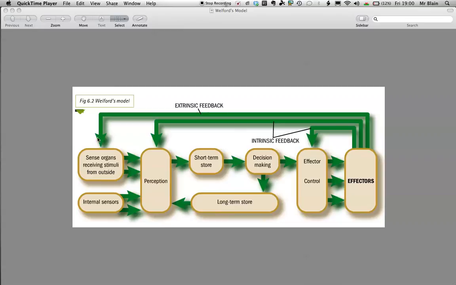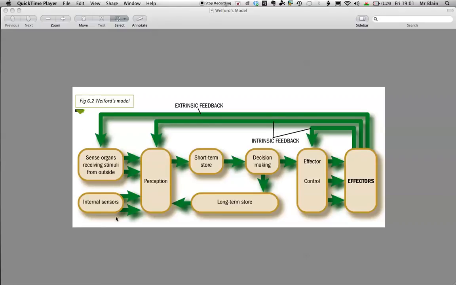So if we look in detail now at Welford's model, you'll see, starting on the left hand side of the model here, that we've got two parts to the input section. First of all, our sense organs receiving stimuli from the outside. That would be, for example, our sight, hearing, the smell, touch, those sense organs receiving stimuli. An example would be in a game of football, seeing some defenders approaching or seeing some teammates, hearing some calls from your teammates, feeling the ball on your feet, those types of issues there.